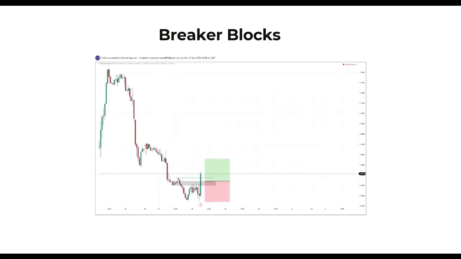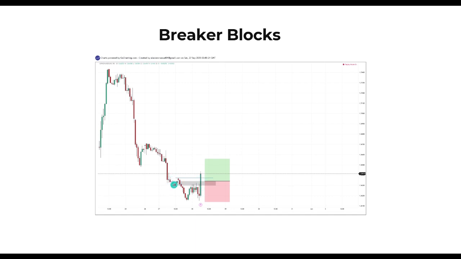Now, in this example, we are going to be looking at how to trade the breaker block, right? How do we trade the breaker block? So we have a potential setup here. We have price creating lower lows, lower highs, lower lows, lower highs, right? In this area, at this junction, we have a break of market structure to the other side.